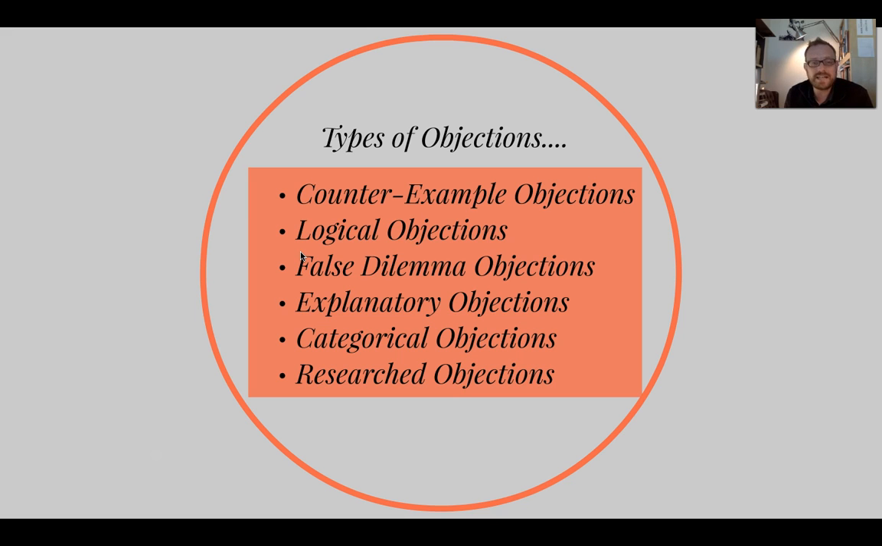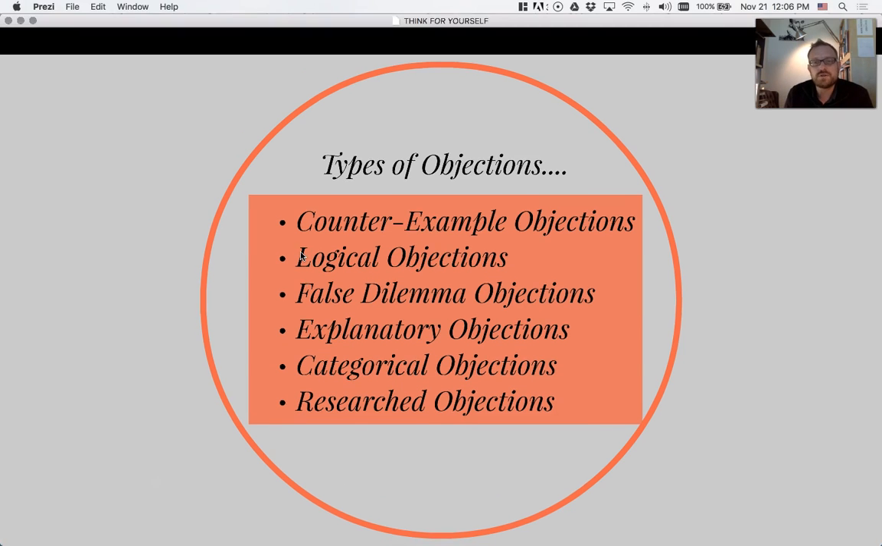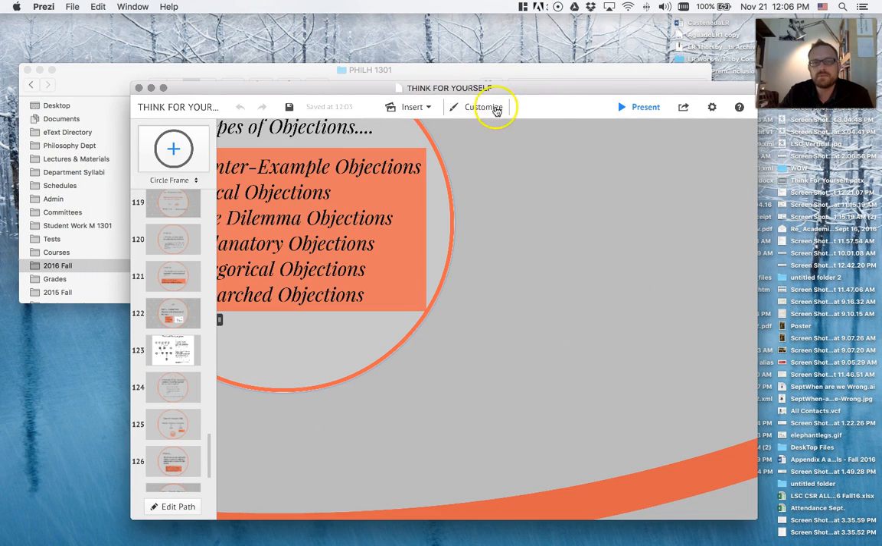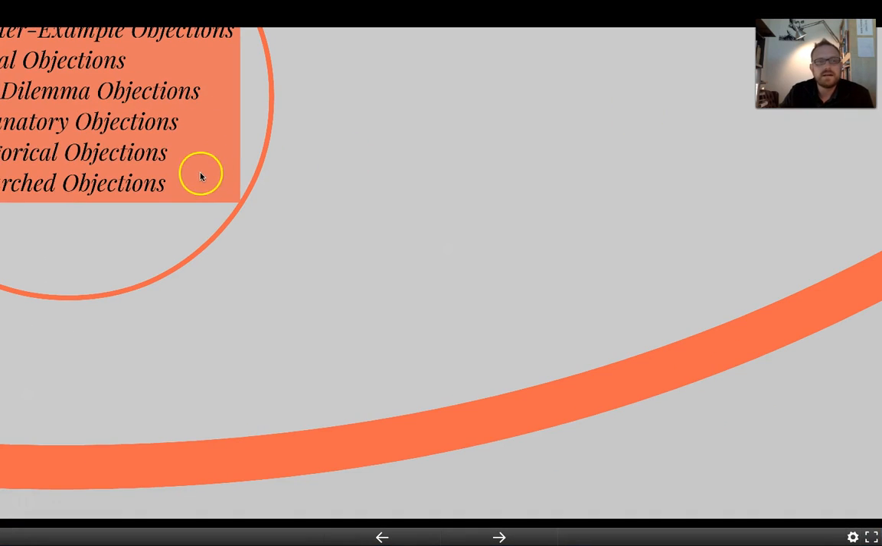There's also what we might call categorical objections. These are usually the most, I don't know why my computer keeps doing that, my apologies.